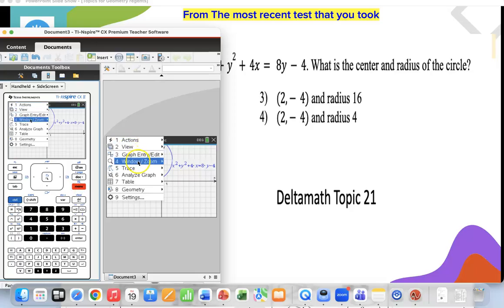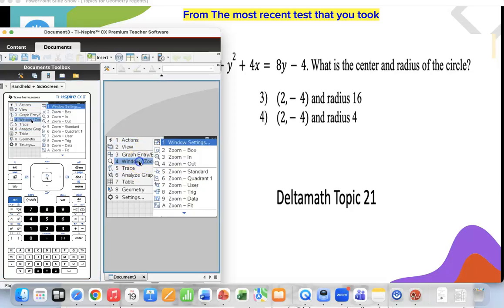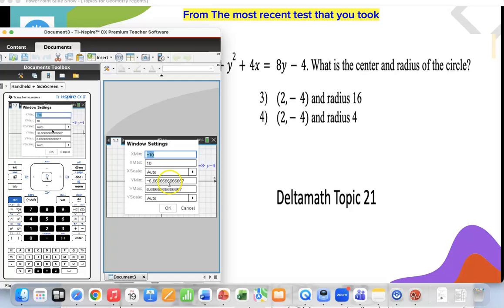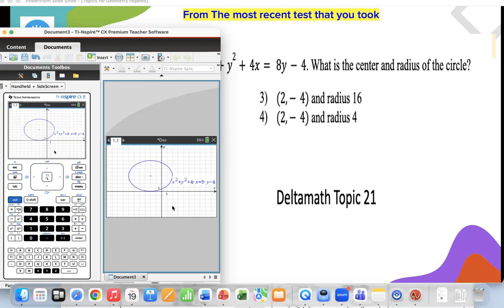So to change this, we got to go to window settings, and let's change the Y min and the Y max. Really, we want to change the Y max because it's cut off at the top. So I need to change this. Let's change it to 12. Or you could do 10. It's really going to depend, and you could do some trial and error. But now you see the full circle.